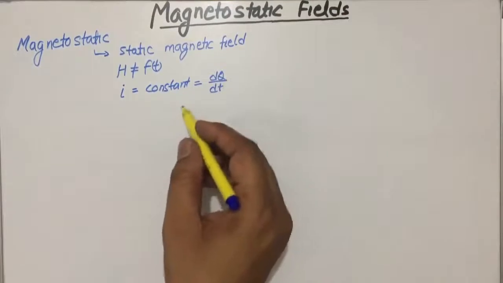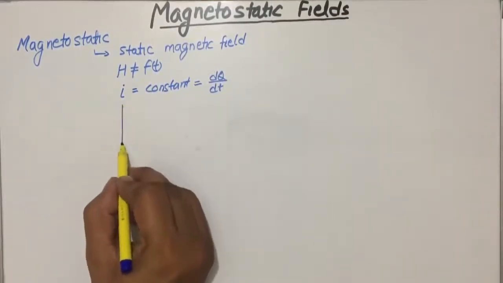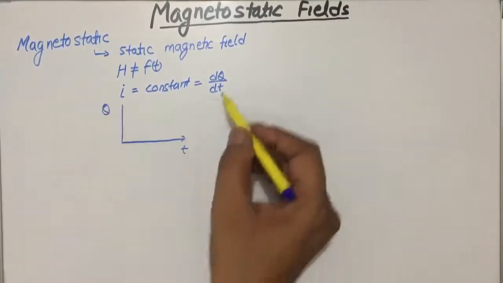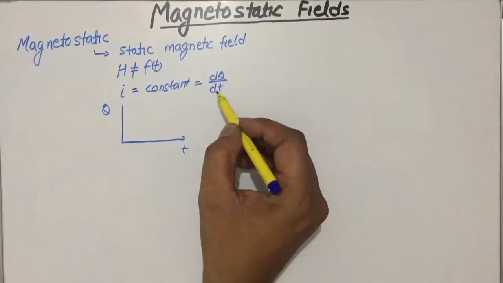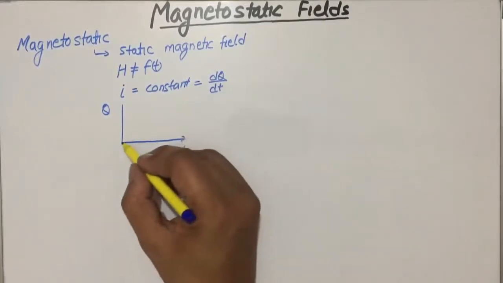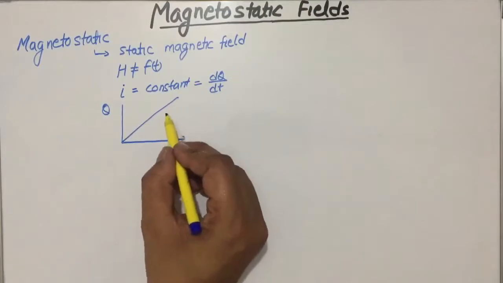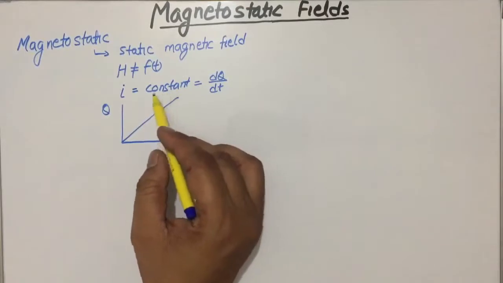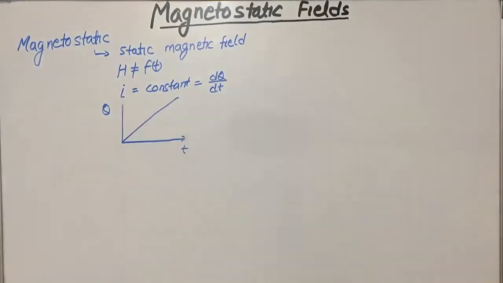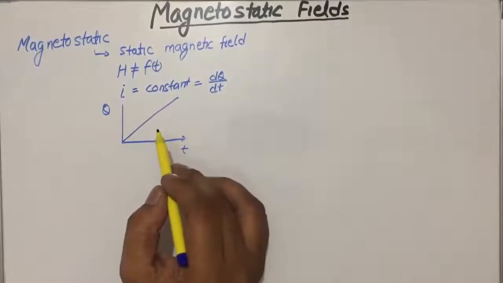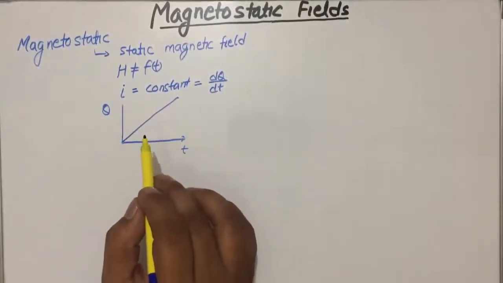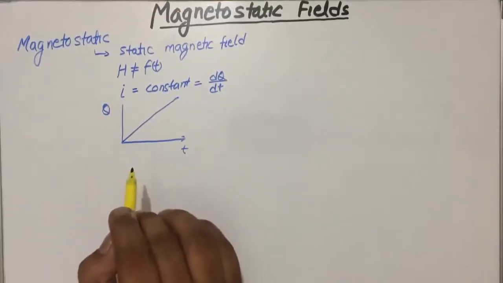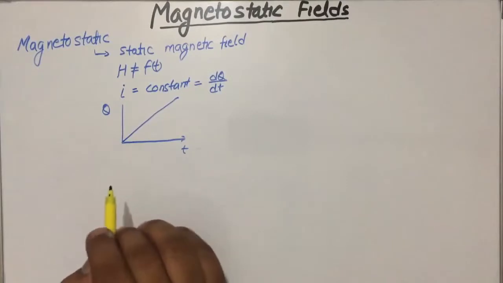Okay, so we can understand, if we plot Q versus time, then the slope of Q versus T remains fixed. The slope remains constant. It means the change in Q with respect to change in time remains constant. It means the current will remain constant. In this case, the field will be time invariant and it will be called magnetostatic. Okay, and it is observed by scientists that a current carrying conductor generates a magnetic field.